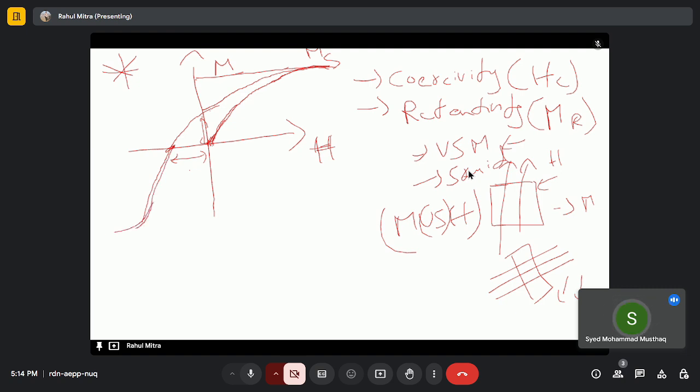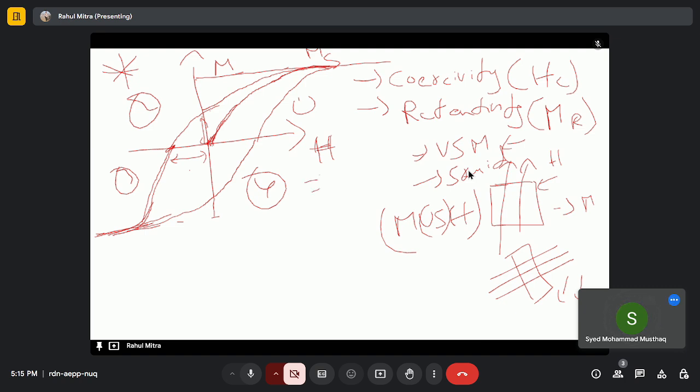In the negative direction, again I reach my saturation magnetization. So again I change my magnetic field direction until it comes back here and it will go. So this is famously called the MH loop. There are 4 quadrants: first quadrant, second quadrant, third quadrant, and fourth quadrant. And the area under this curve will give the energy product, right?